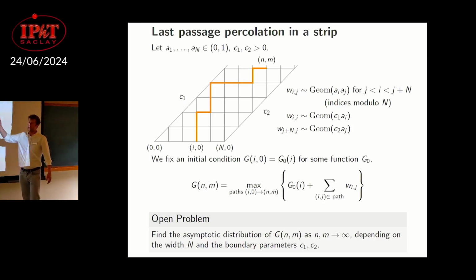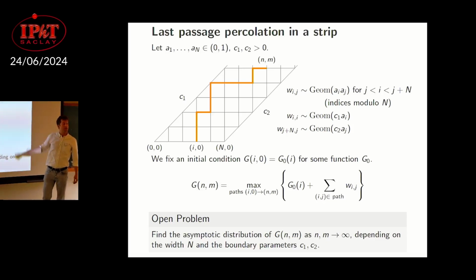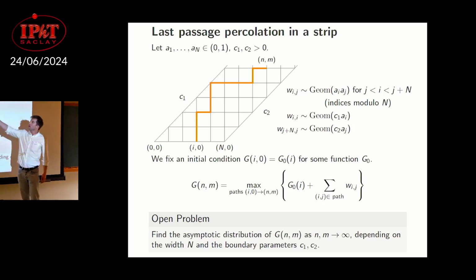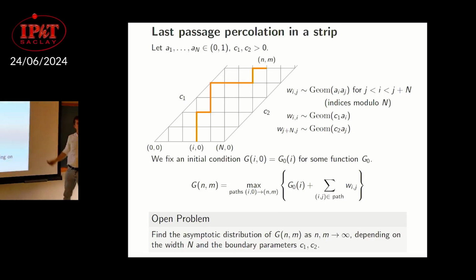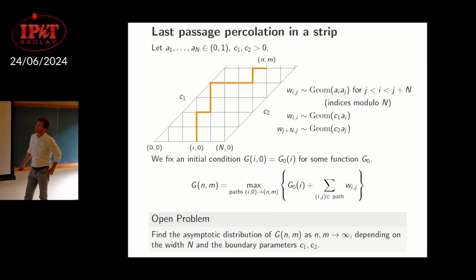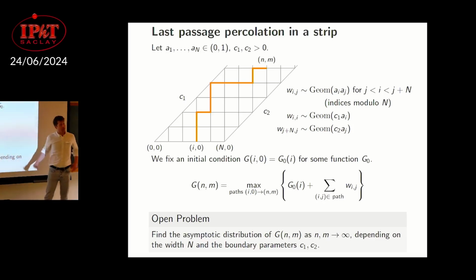So the most general model should depend on n parameters, a_1 to a_n, where now capital N is the width of the lattice. And now it depends on two parameters, c_1 and c_2, where c_1 is the parameter of the weights on the left boundary, c_2 is the parameter of the weights on the right boundary, and in the middle we take geometric variables with parameter a_i a_j, where i and j are taken modulo n.